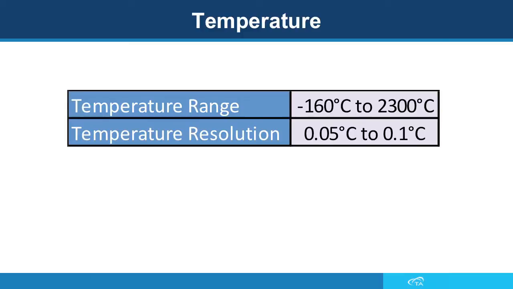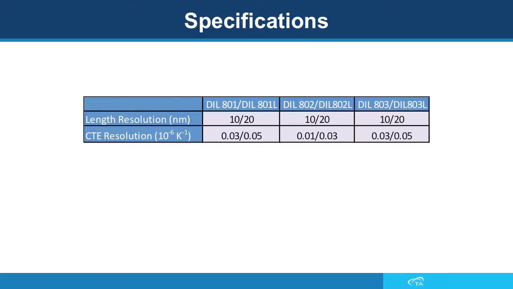Temperature resolution of 0.05 to 0.1°C is typical depending on the atmosphere. All TA Instruments horizontal dilatometers are extremely sensitive, accurate, and precise, with length resolution as low as 10 nanometers and CTE resolution well below 1 part per million per degree.